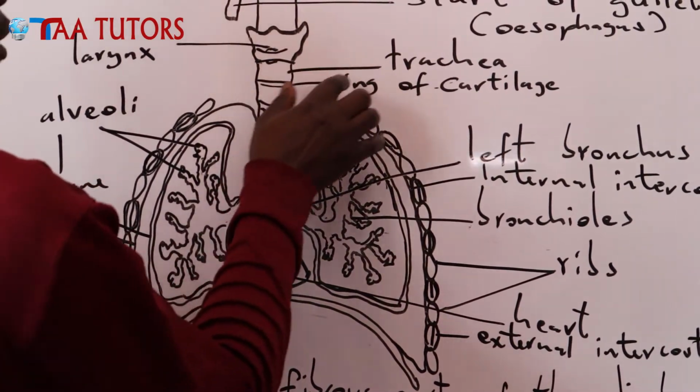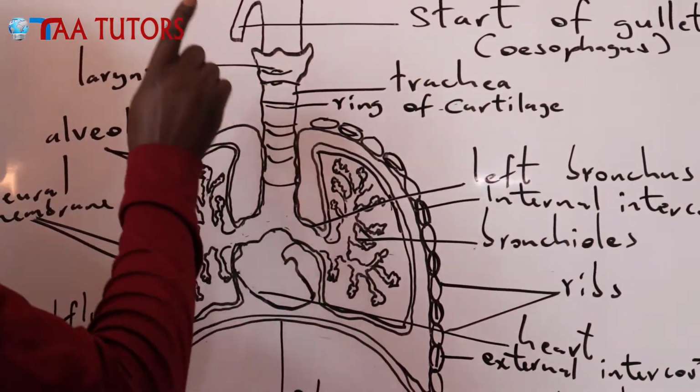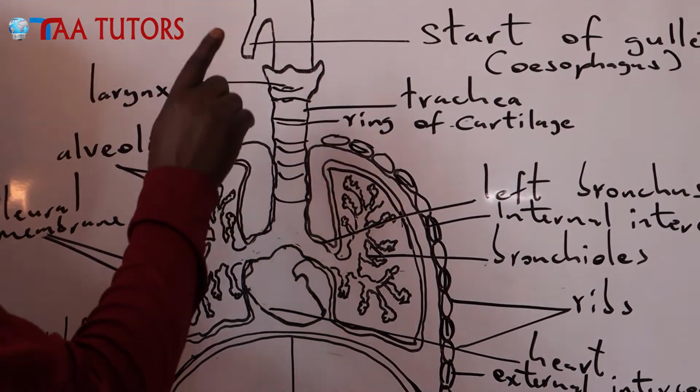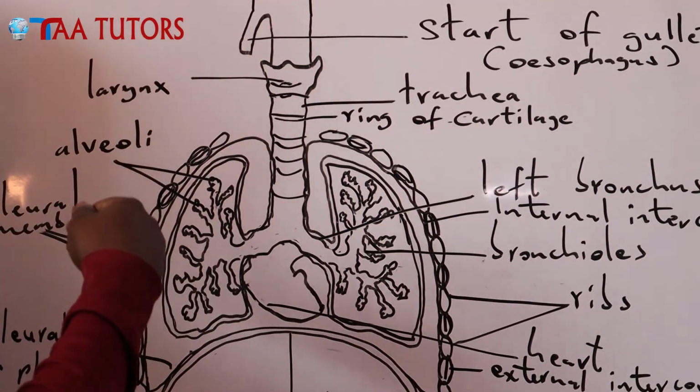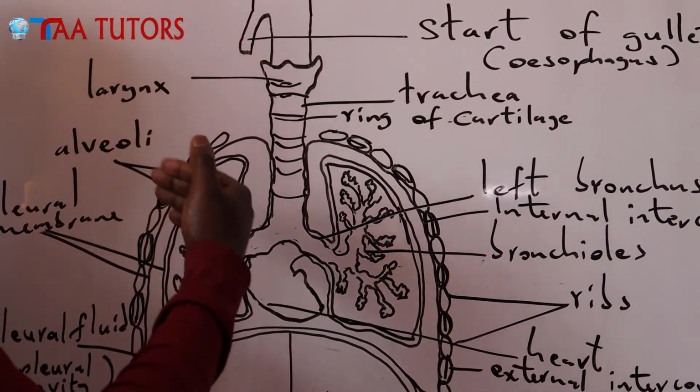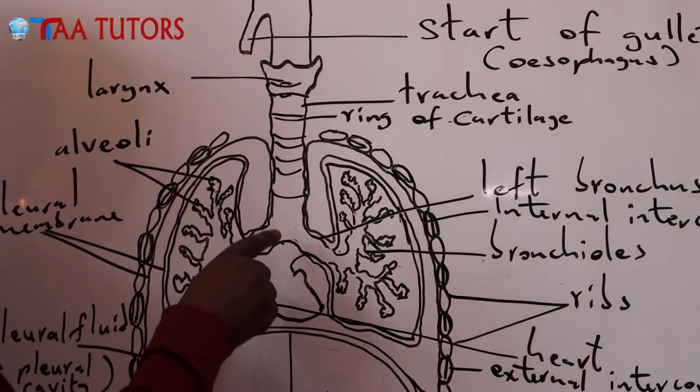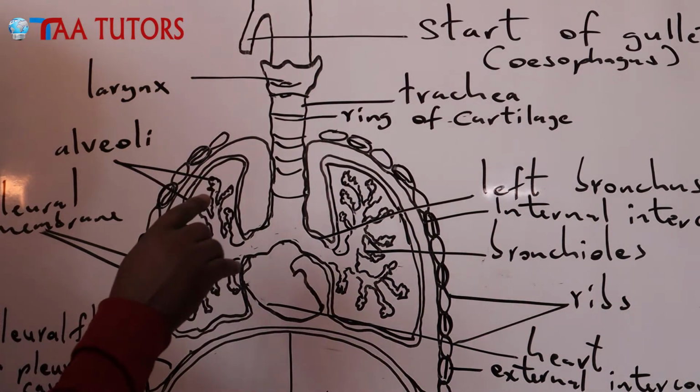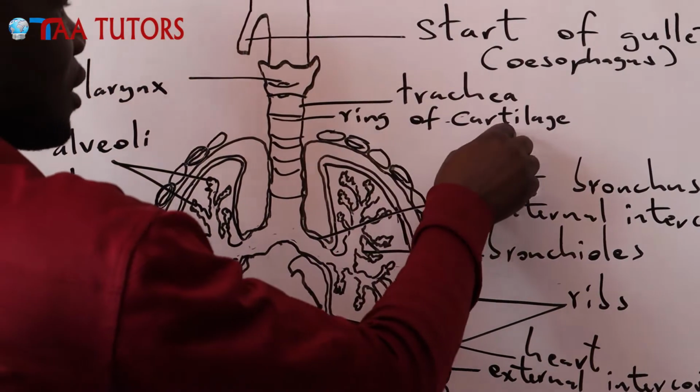Now along the trachea here, I have said that we have got cells that produce the mucus. So we have got the goblet cells, and we also have got the cilia. Those ones are still preparing the gas as it moves down to the lungs. The next thing is that there are those particular rings of cartilage.